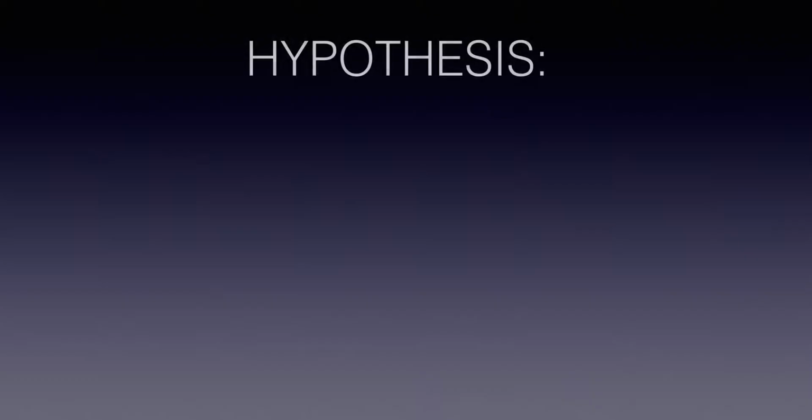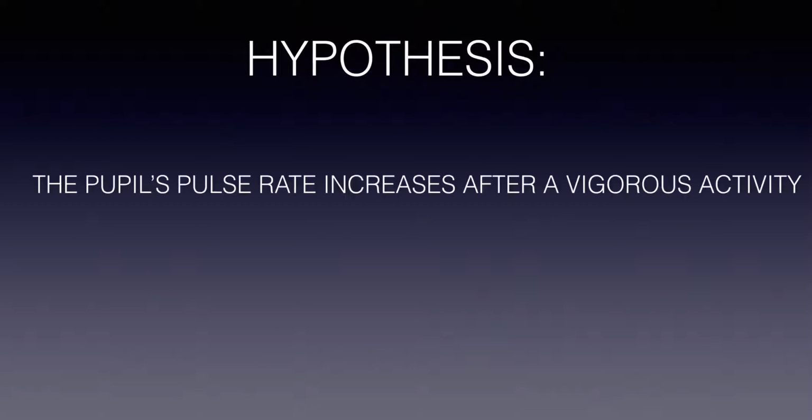Second step is forming a hypothesis. Hypothesis is like the initial guess of the observation. Hypothesis for this experiment is the pupil's pulse rate increases after a vigorous activity.